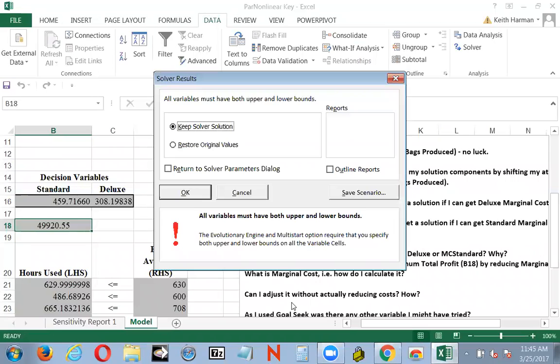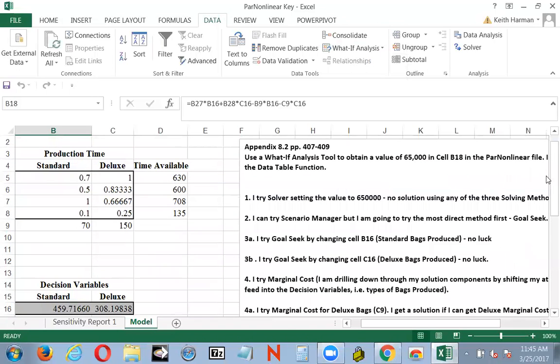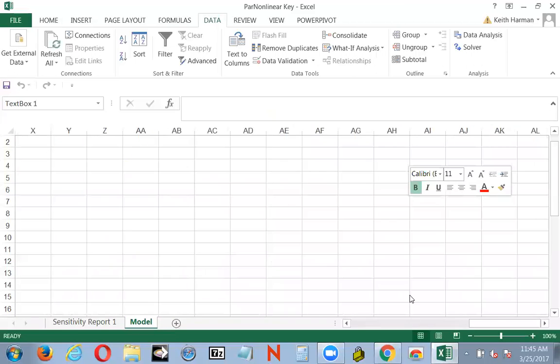I'll try to solve it, and there's no solution to maximize that to get to 65,000. So we're going to have to resort to doing just a little bit more work here. And I said use a what-if analysis tool. So the thing to use would be goal seek. And I can try the scenario, but I'm going to try this direct goal seek, as is mentioned right here in step number 2.